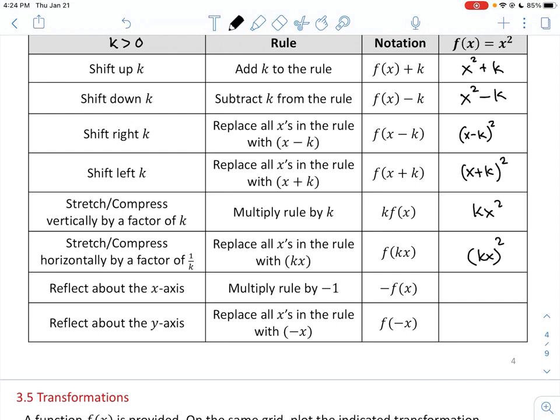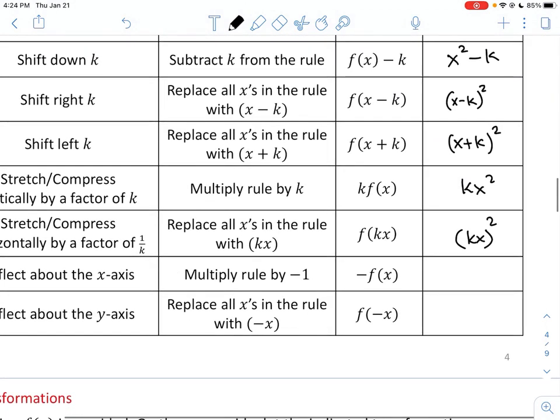If you want to reflect a graph across the x-axis, you just multiply the rule by -1. So you do the opposite of the rule. So in this case here, you would do the opposite of x squared. Remember what I said about order of operations here. You would square the x and then do the minus.